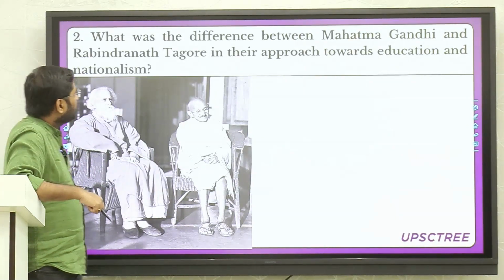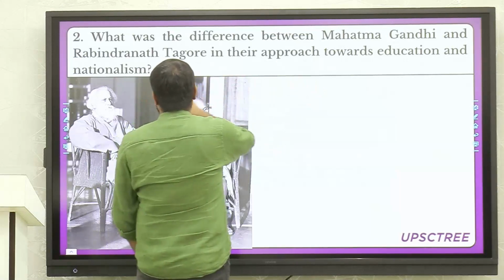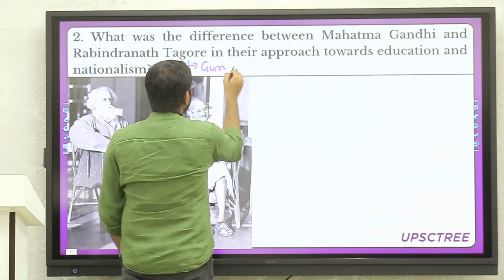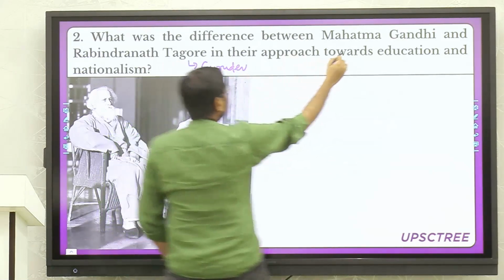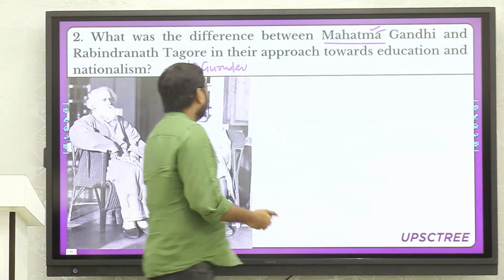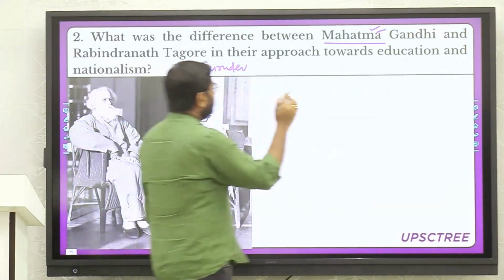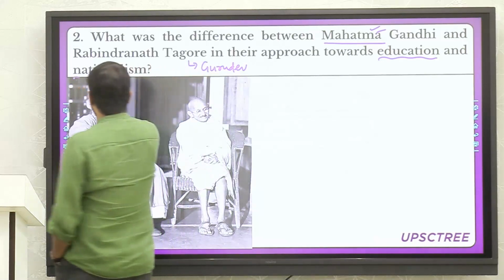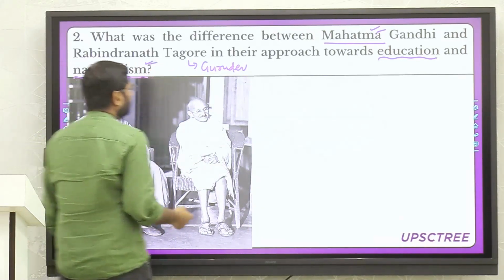Now question number 2. What was the difference between Mahatma Gandhi and Rabindranath Tagore? Tagore is known as Gurudev, and Mahatma Gandhi obviously is known as Mahatma. Anyway, the answer they are asking is about education and nationalism. Interesting, the debate was going on at this point of time.